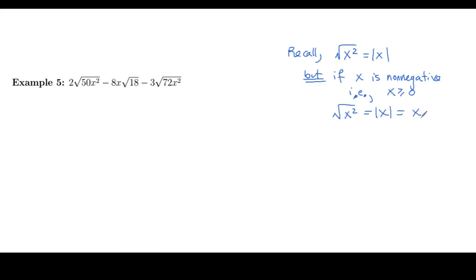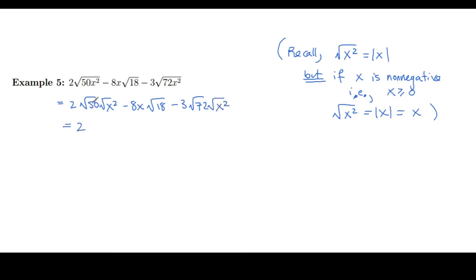You're not going to have to negate it. So what we're just saying here is that if you do get absolute values, which we would, you could just forget them. Okay, so what would this actually be equal to? So this would be 2 root 50 root x squared minus 8x root 18 minus 3 root 72 root x squared. Okay, so what do we have so far?